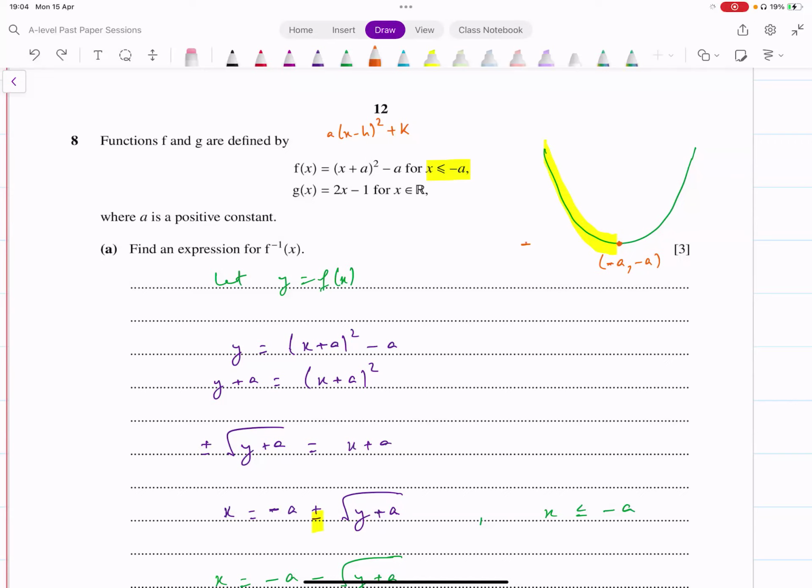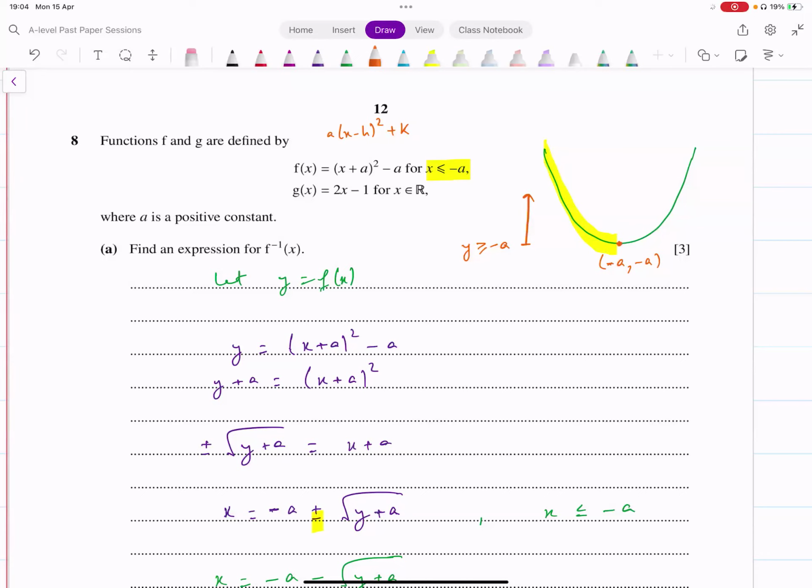You have to be above this point. So the range of the original function is y greater than or equal to minus a. This is the range of the original function. I hope that makes sense. That's the standard process for finding the range of quadratic functions.